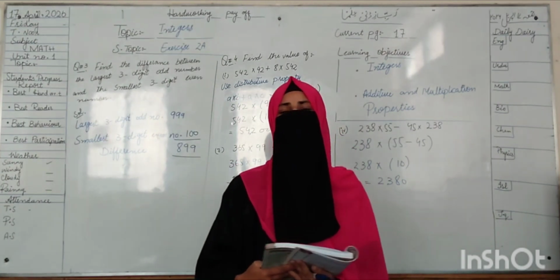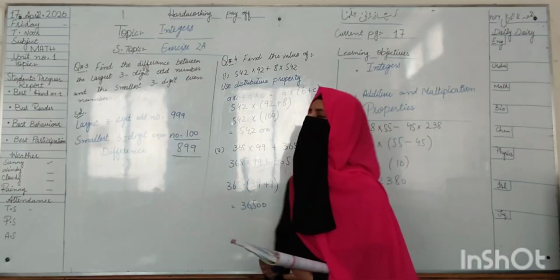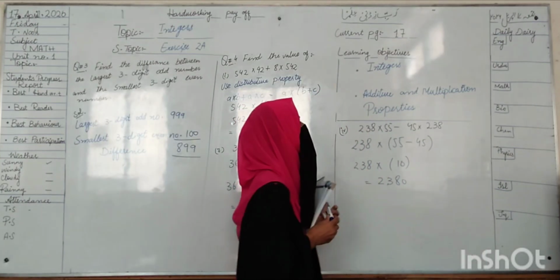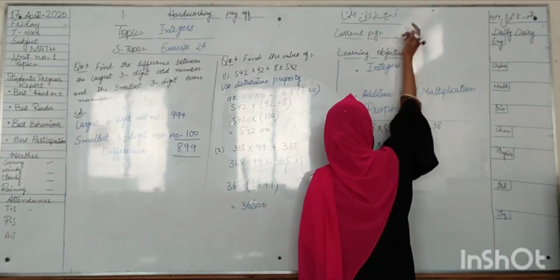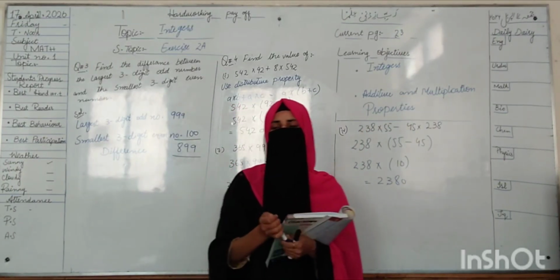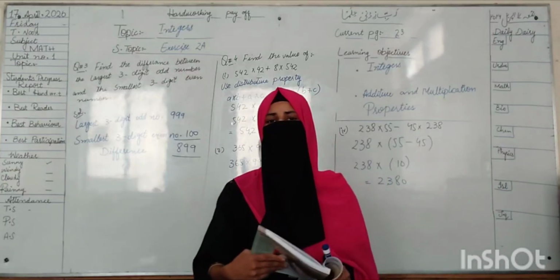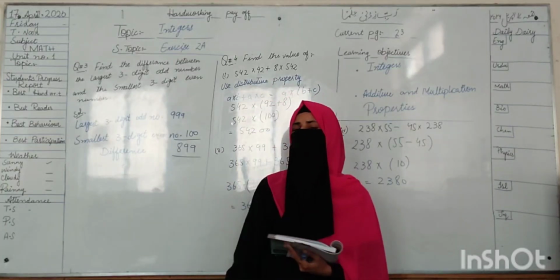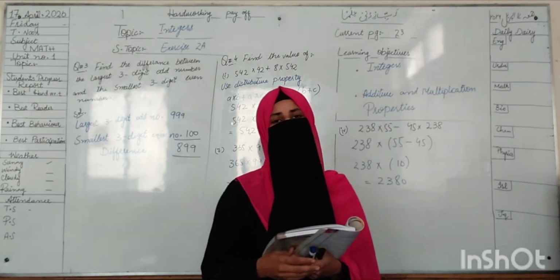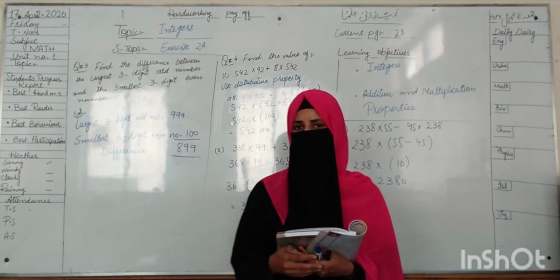Online class grade 6. We have to do unit number 2, integers. So all the students, open your book page number 23 and also open your notebook. Students, today we have to do integers and its properties. So students, you know that in the introduction we have a short intro about the properties of addition, multiplication, and the distributive properties of addition.